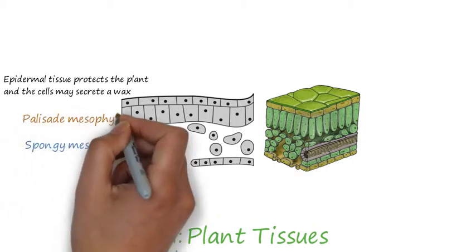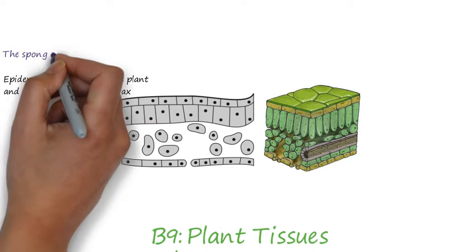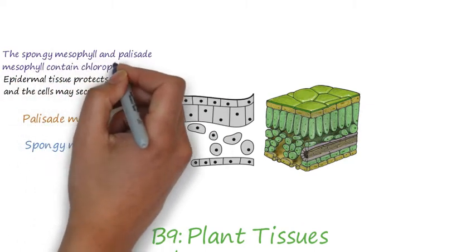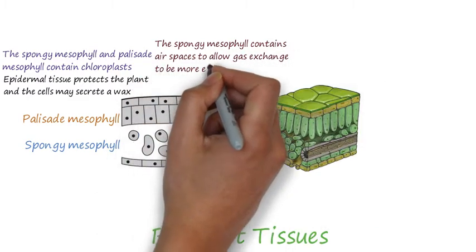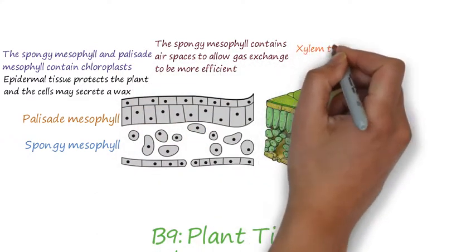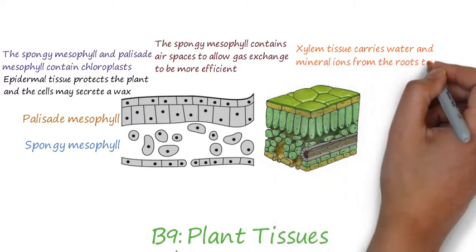Spongy mesophyll and palisade mesophyll contain chloroplasts which are needed for photosynthesis to occur. The spongy mesophyll contains air spaces which increases the surface area to allow gas exchange to be more efficient.